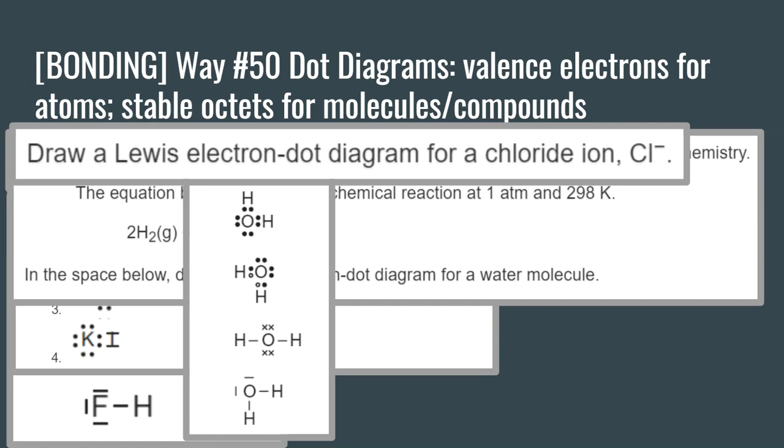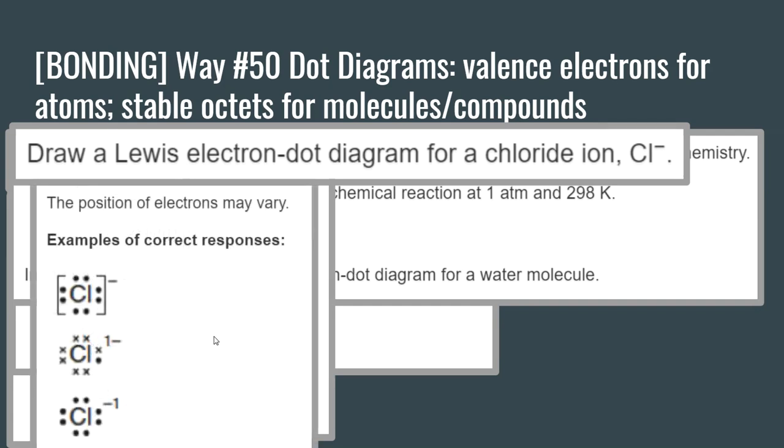This is asking for the electron dot diagram for chloride. So if you drew any of the following, this would be correct. Note that because this is an ion, it's charged, and therefore you require brackets. Chloride is negative, which means that it has an extra electron present in order to achieve that stable electron configuration of 8 dots around it.